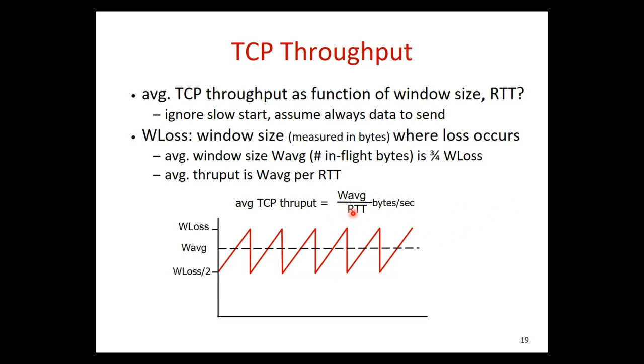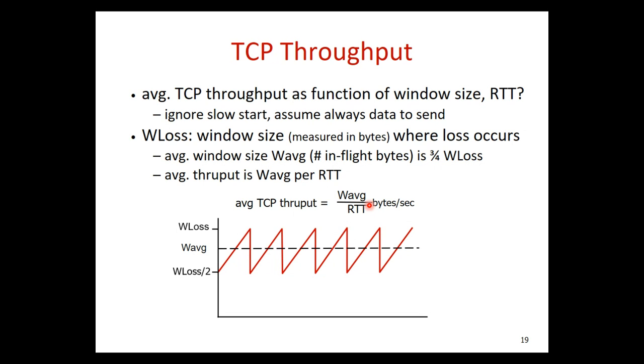Essentially, because every round trip time you send an amount of data which is equal to the window. You send the window worth of data, and then the sender has to wait a round trip time to get the ACK before it sends another window's worth of data. So this is a way to calculate the throughput if you do not have better information.